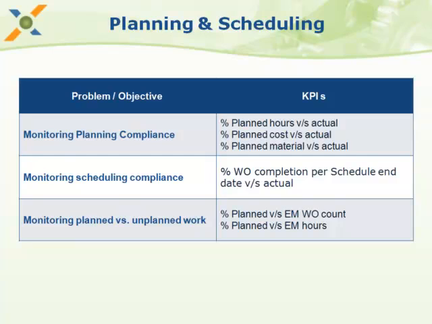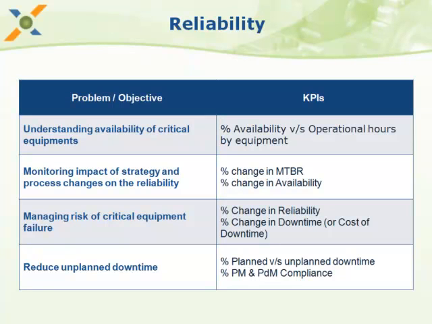Similarly, planned versus unplanned work. We can identify all the emergency work orders and identify certain factors related to that. From a reliability standpoint, there are other areas like understanding availability and criticality of the equipment. We can monitor percentage availability versus operational hours by equipment class or for a critical equipment. And some of these things can be done for only critical equipment. We don't have to do it for every single piece of equipment.